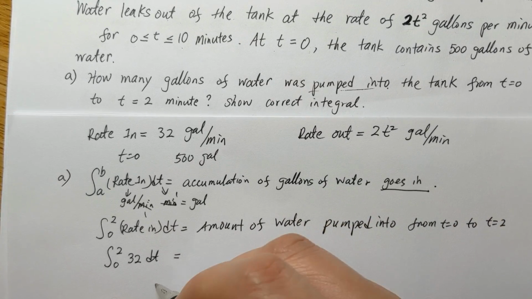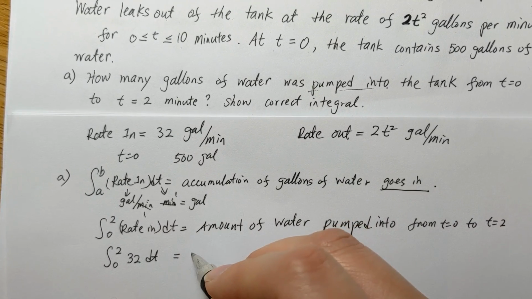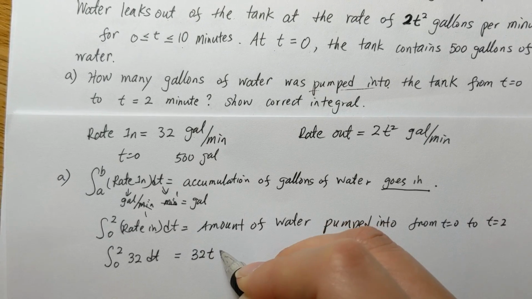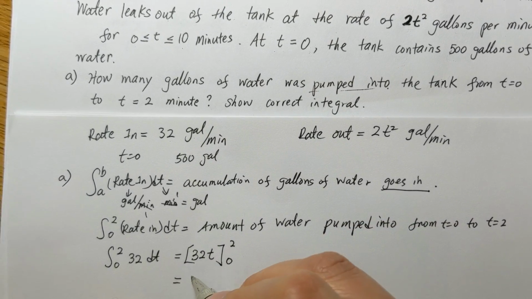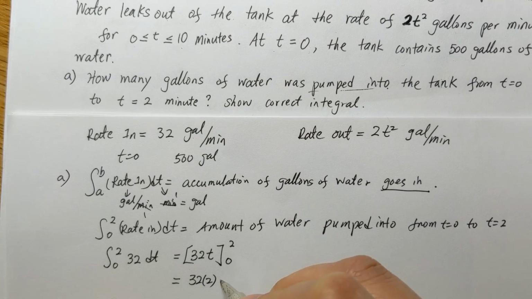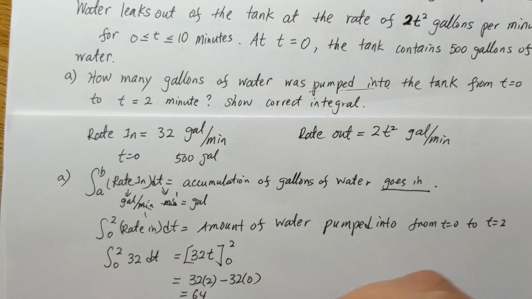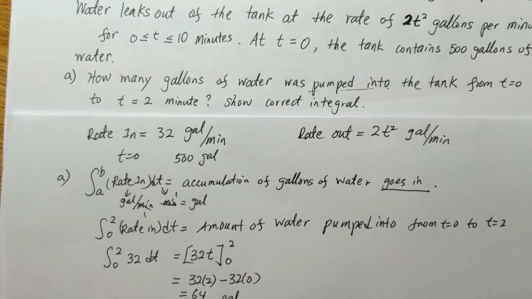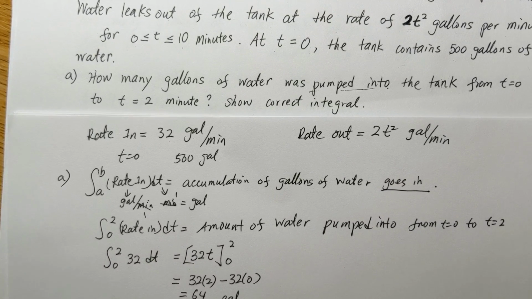You can use a calculator, but I prefer you do it by hand. The antiderivative of 32 will be 32t, from 0 to 2. And then we get 32 times 2 minus 32 times 0. So we got 64. That means 64 gallons of water was pumped into the tank from 0 to 2. Let's take a look at part B.